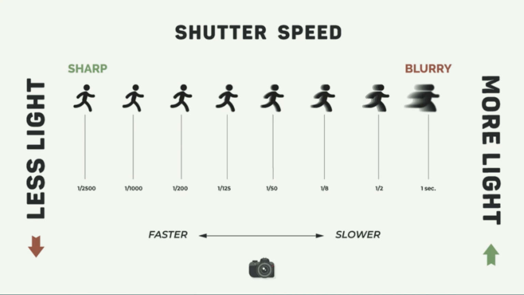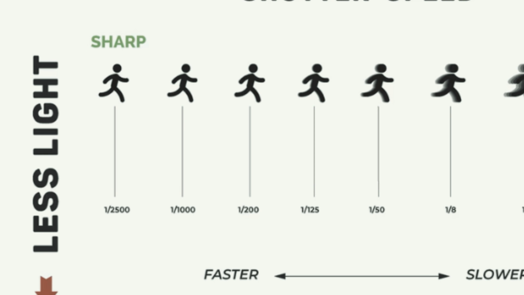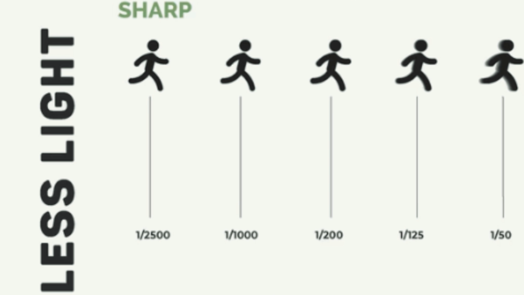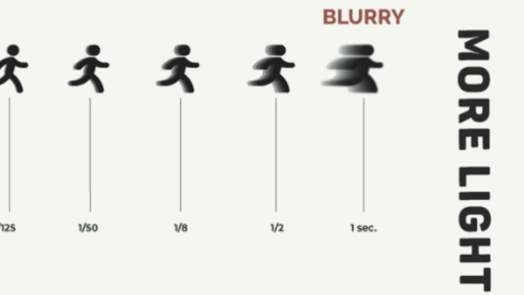This creates that natural motion blur, the same way your eyes pick up movement. Faster shutter speeds can make motion look really choppy, almost like you're shooting a stop motion film, while slower speeds can create a really excessive amount of blur.